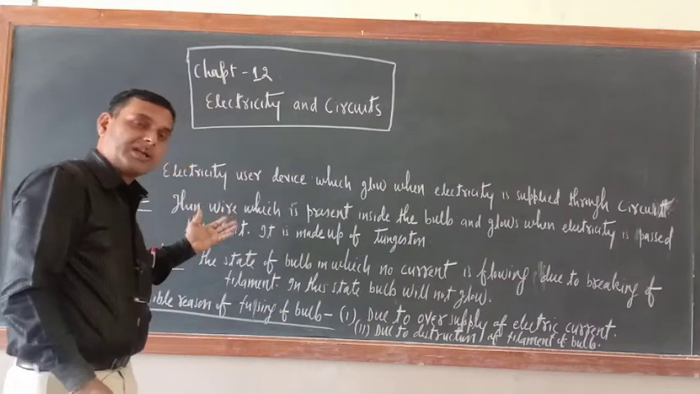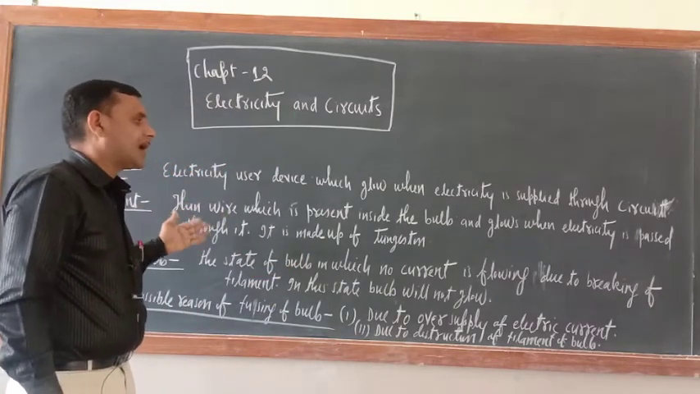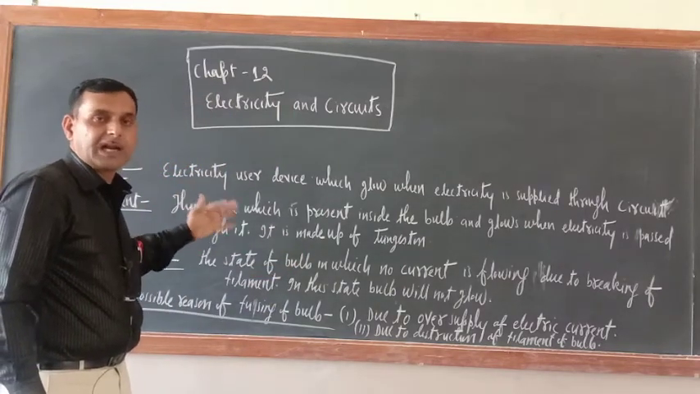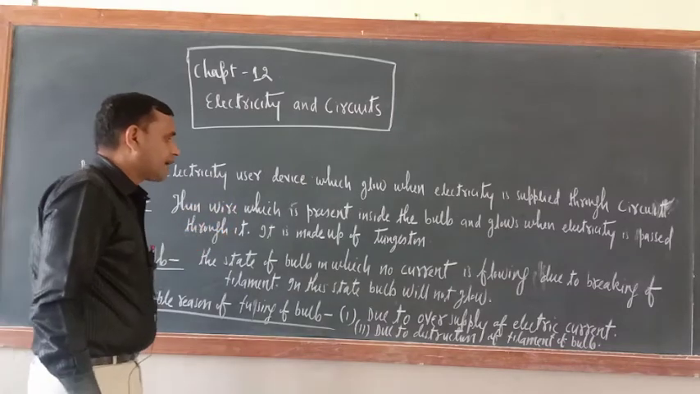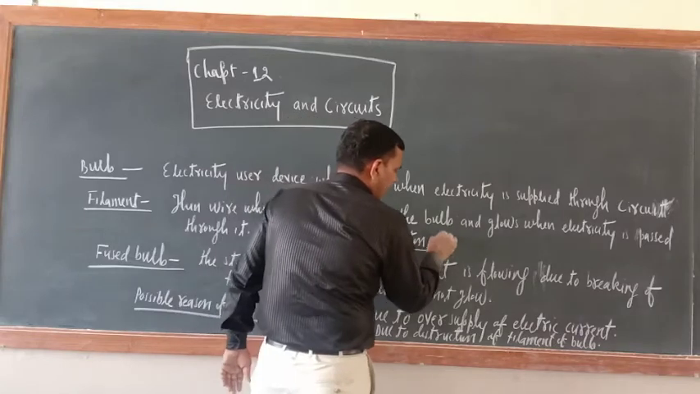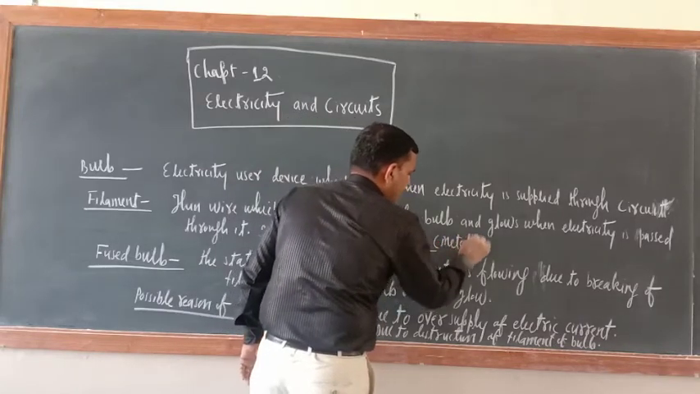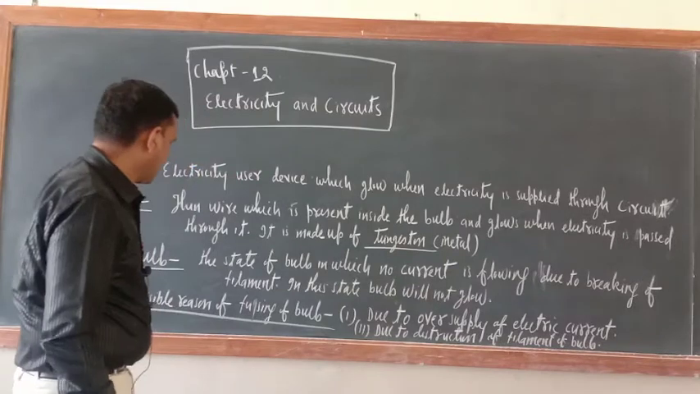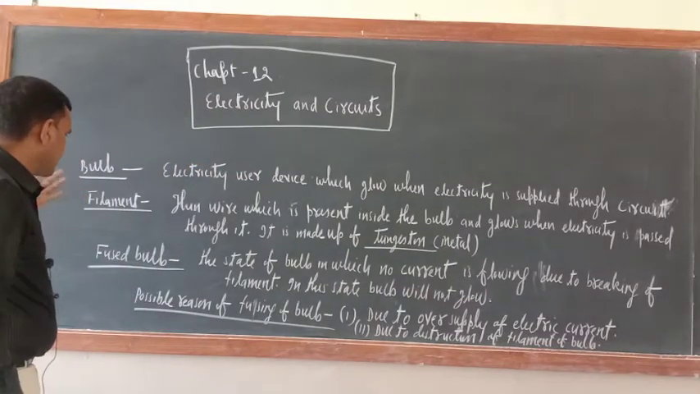So actually this thin wire is known as the filament, and it glows when electricity is supplied, and it is made up of one metal that is known as tungsten. What is tungsten? It is a metal.